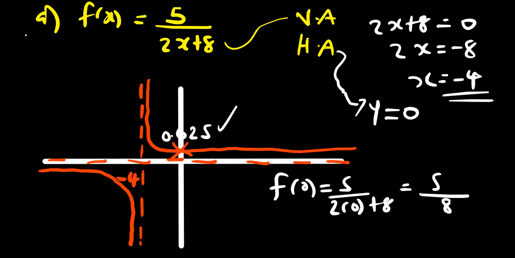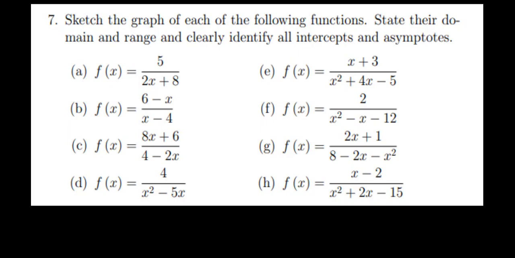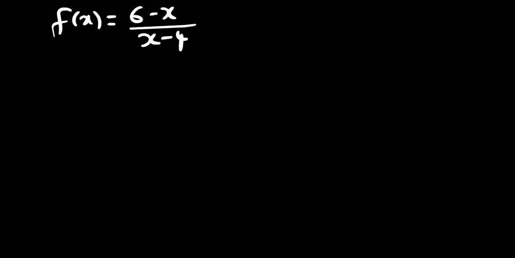Let's solve another one. So b is 6 minus x over x minus 4. So f of x is equal to 6 minus x over x minus 4. Okay, so what are we going to do?